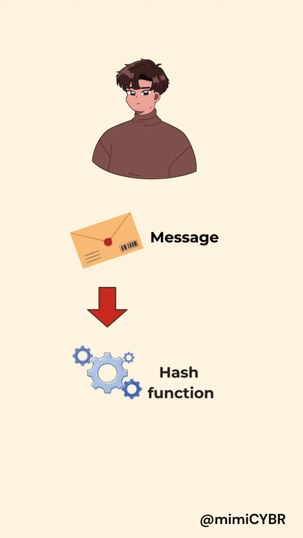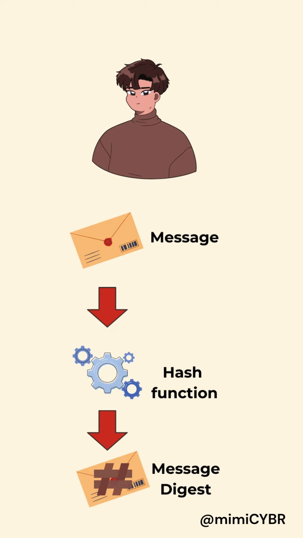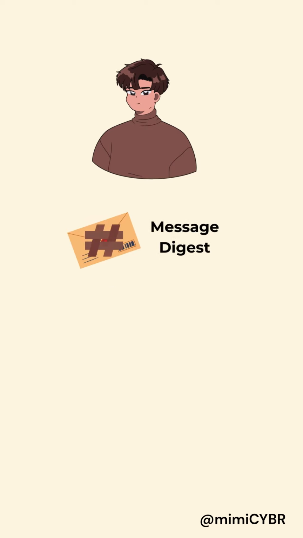Now, the first step Dan takes is to pass his message through what is called a hash function, and this outputs what is called a message digest. Now, with this message digest, if Dan's message is altered when the letter is in transit, Sarah will be able to tell. The next step Dan takes is to ensure that Sarah will be able to confirm that the message she receives is 100% from him.